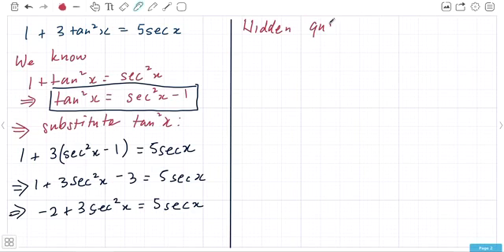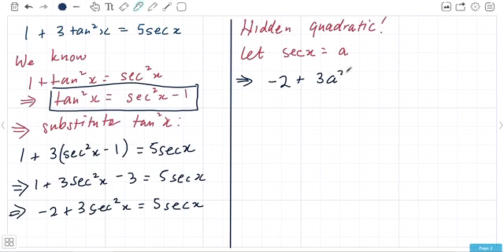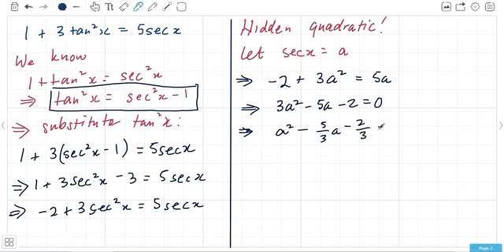It's a hidden quadratic. Okay, so all we're going to do, I'm going to let sec x equal, you can let it equal whatever, I'm just going to let it equal a. So now what we have, we've got negative 2 plus 3a squared, because sec x is a, equals 5a. Going to rearrange it so we've got everything onto one side. So 3a squared minus 5a minus 2. All I've done is just take the 5a to this side and divide everything by 3, just so that now I'm dealing with everything with a 1 out the front of the a squared.